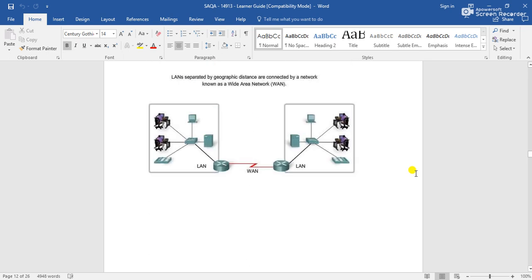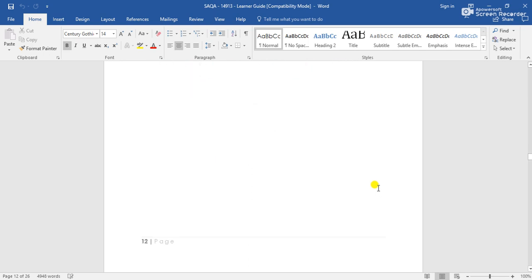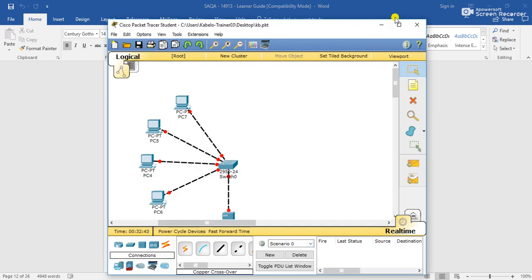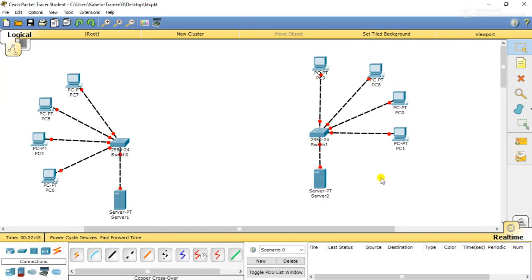I've got an illustration of this that I've done on my own. I will show it to you as we finish with our session one. So let me quickly go through a scenario. I've got a scenario of my own that I've done just to give you an example of a LAN and a WAN.